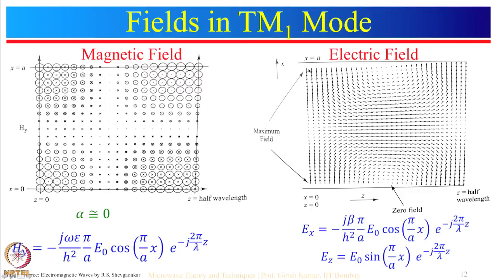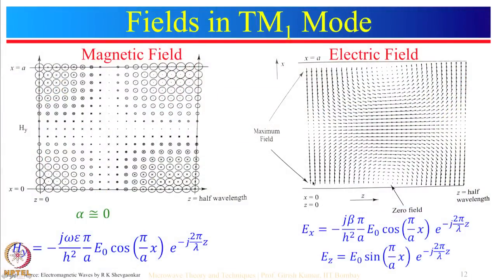Similarly, at x equal to a, Ex is maximum and there is no field component in z direction, so Ez is 0. So this is how electric field varies along x direction, and in z direction these two fields are staggered by a length of lambda by 4. Because of this factor, there will be a 90 degree phase delay. So when Ex is maximum, then Ez will be 0 along z direction, and when Ex is 0, then Ez will be maximum along z direction.